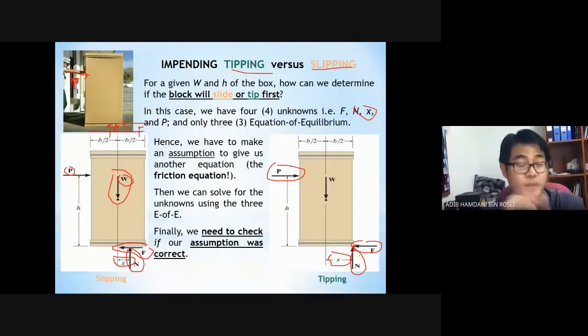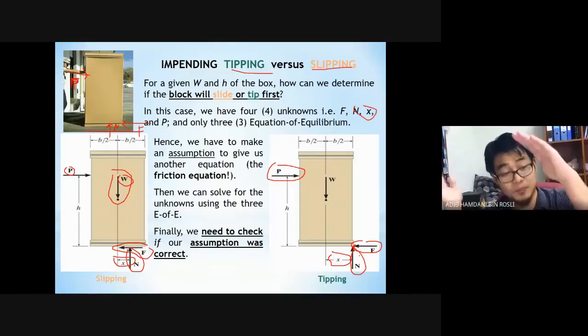So these are the two possible impending motion situations. One is slipping, and one is tipping. You see the difference? The X, if it is slipping, is between x equal to 0 and x equal to b over 2, which means that the N will be within the length, isn't it? But in the case of tipping, x equals b over 2, which means that the N acts at the edge. So that's when it tips, right?